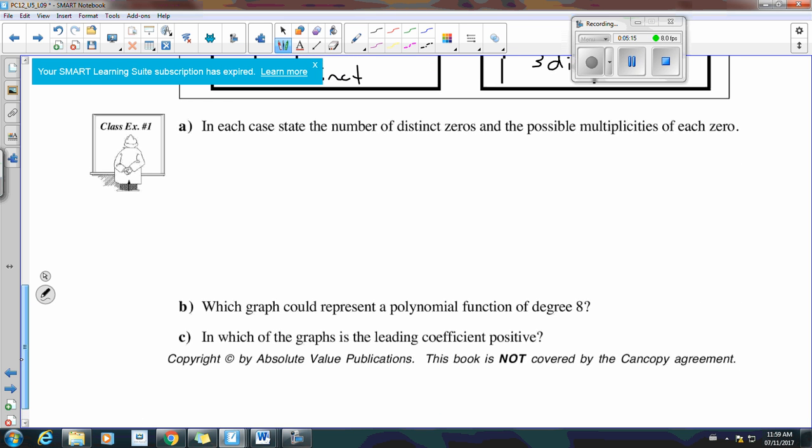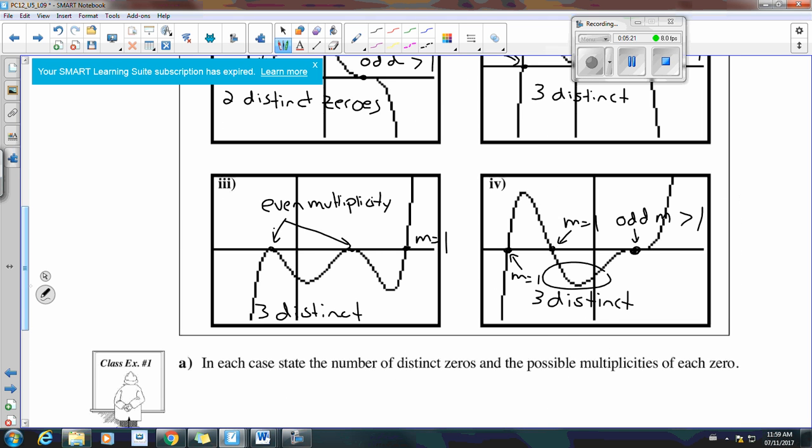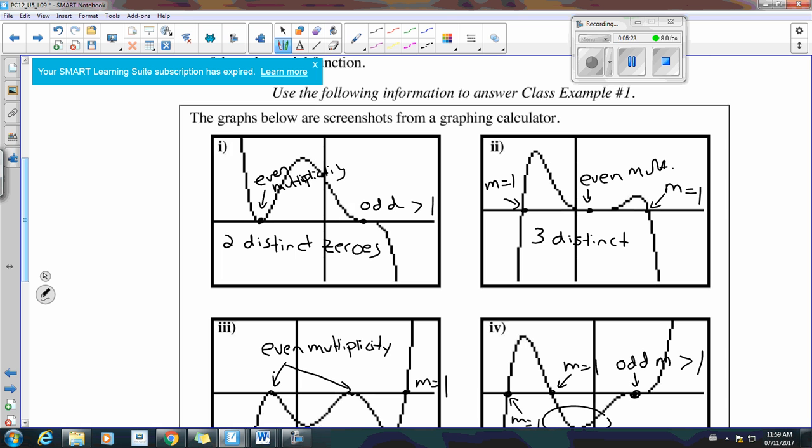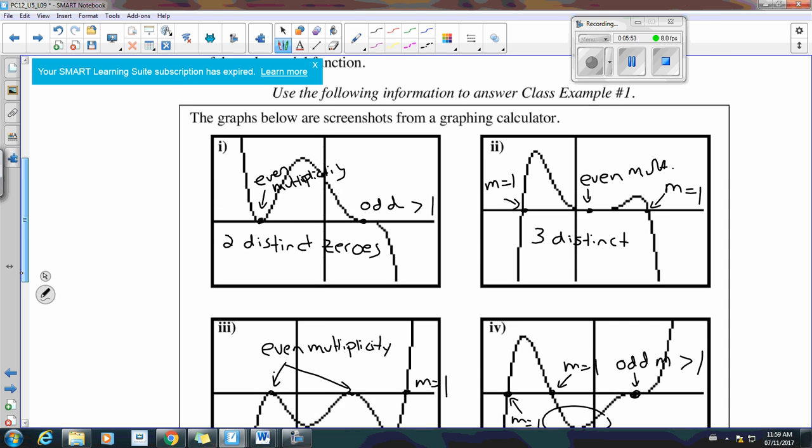B, which graph could represent a polynomial function of degree 8? So now you have to start choosing some numbers to see which one could make degree 8. Well, here if we have an even plus an odd, we're never going to get an even number. So it can't be 1, can't be 3, because 2 evens plus an odd will give me an odd number. Same thing with 4. I have an odd number plus 1 plus 1, while an odd number plus 2 gives me an odd number. So my only choice here is 2.